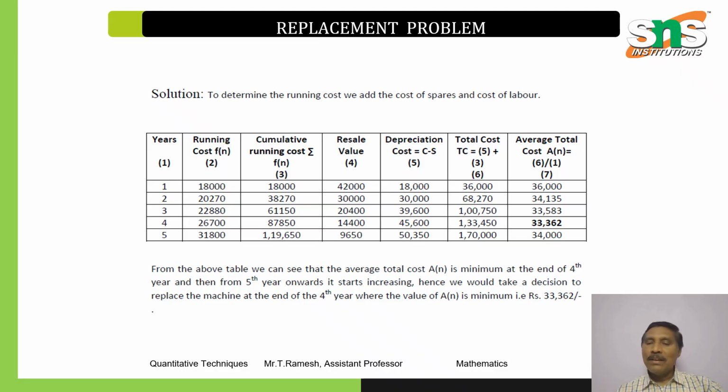So compare all this. In the first year, second year, the average cost is decreased. Third year cost is decreased. Fourth year is also decreased. But suddenly the fifth year cost is increased. Therefore, the fourth year is the best replacement time.